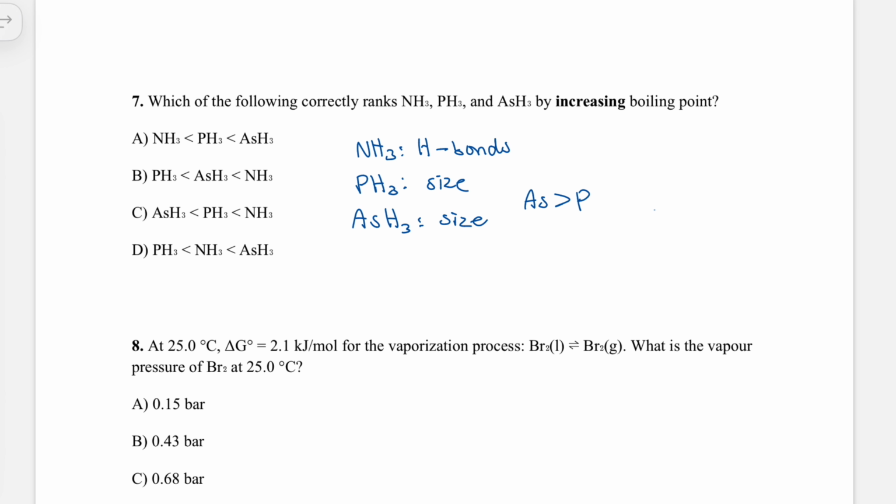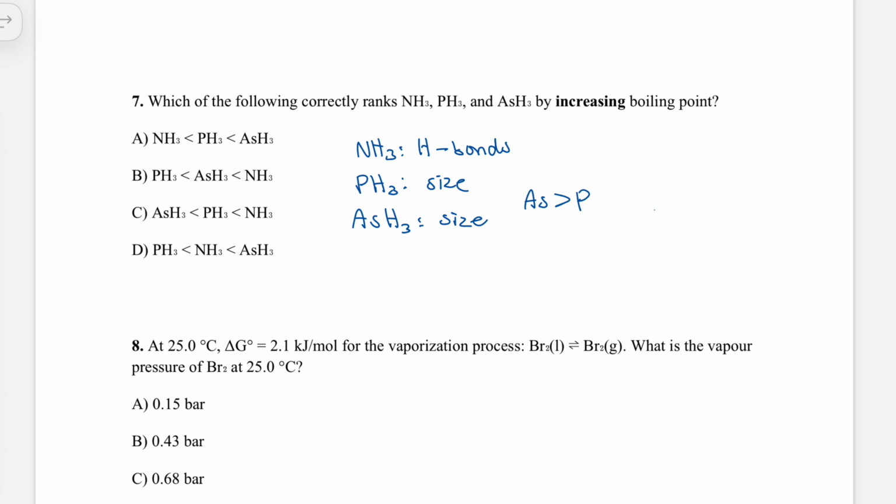So the order should be PH3, AsH3, and then whatever has the hydrogen bond is going to have the strongest IMF and also the highest boiling point. So this is option B.